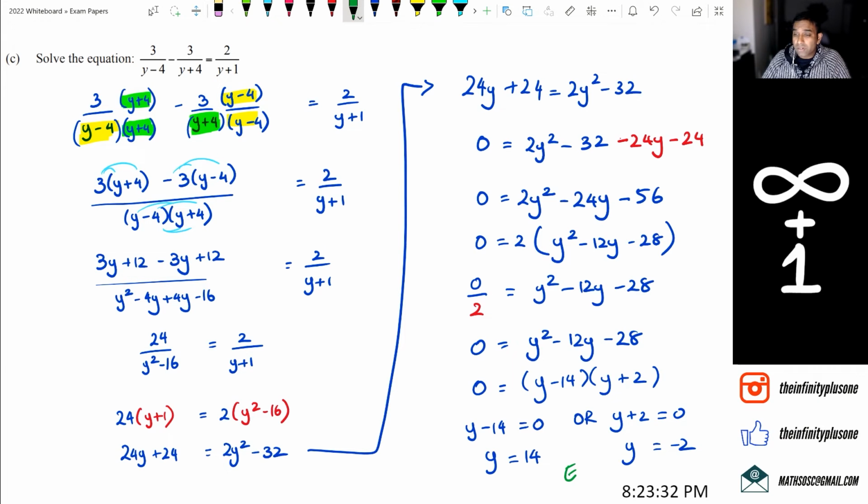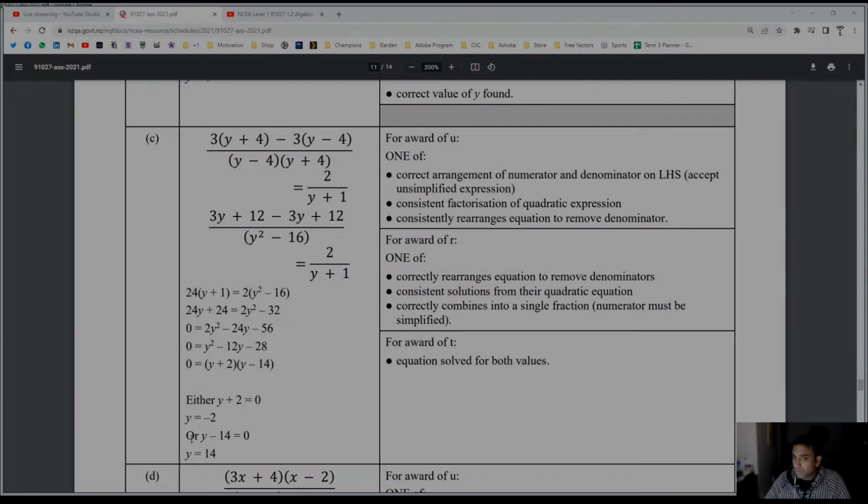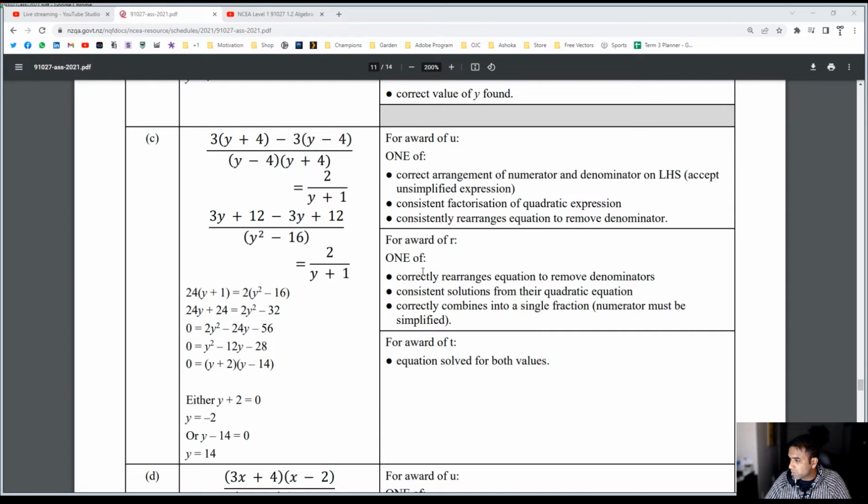As for the merit, I want to show you what you can actually do for merit. For an award of merit, correctly arrange and remove denominators. I would say probably this line here is going to get you a merit. You make a mistake here, but you get the right answer. Or you make a mistake here and then get the incorrect answer, but if you had fixed that, you would have got it right. Kind of like the consistent solutions, that's what they mean by that. So you could have made a mistake here, but the rest of your problem was correct, and you could still get a merit.